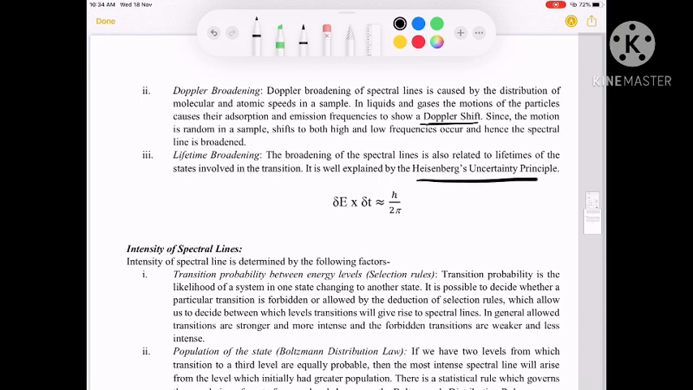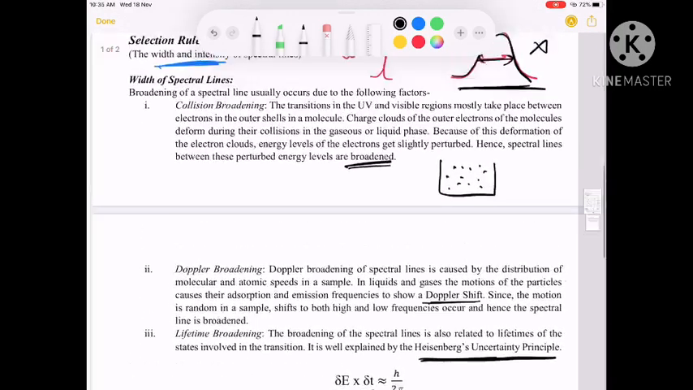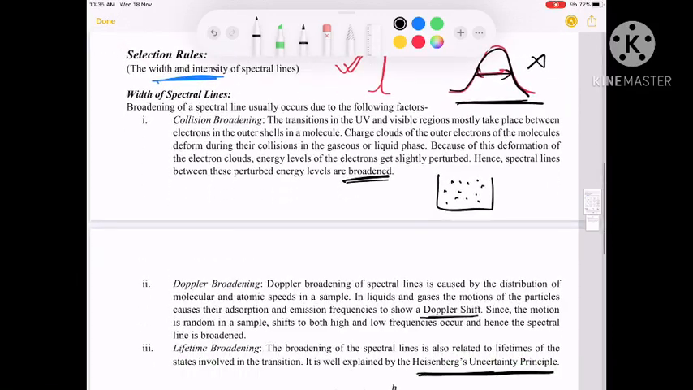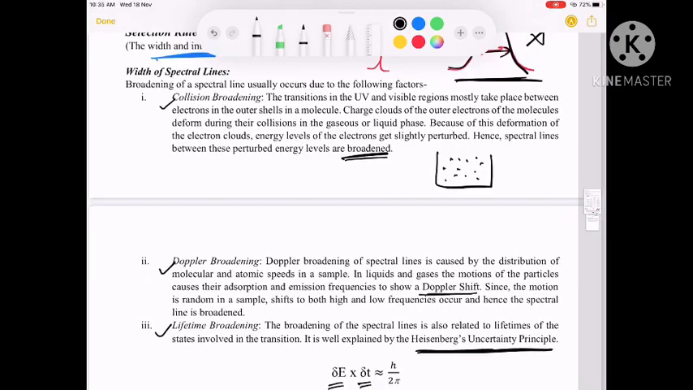One more thing is lifetime broadening, which is governed by Heisenberg's uncertainty principle. As you all know, we cannot calculate two physically observable quantities simultaneously and precisely. For an electron, we cannot identify position and momentum, or energy and time, simultaneously. So collision broadening, Doppler broadening, and lifetime broadening are the three reasons for broadening of the spectra.